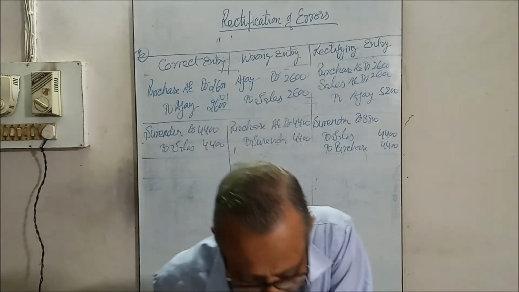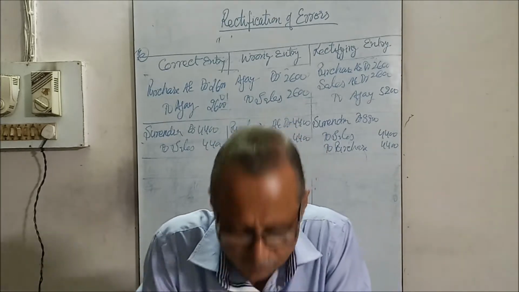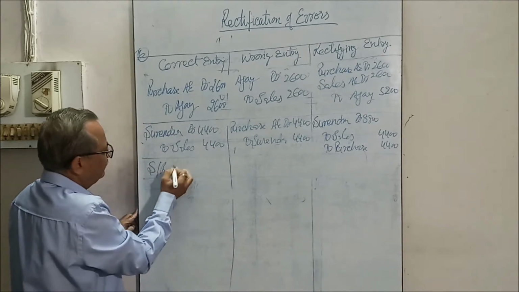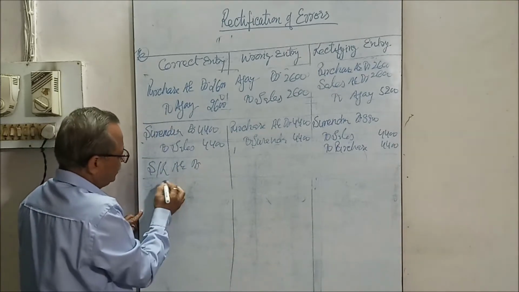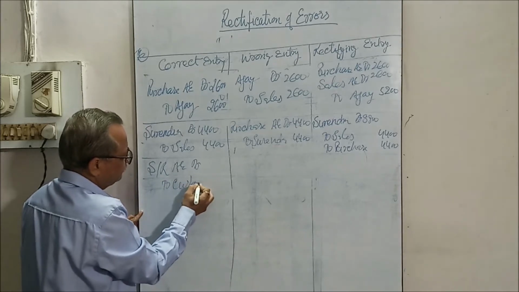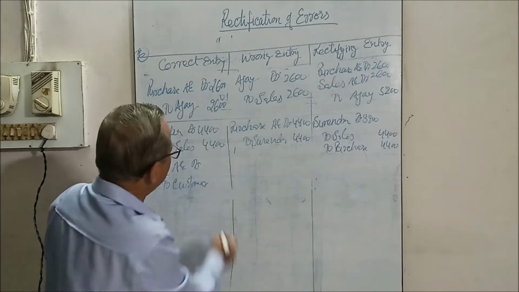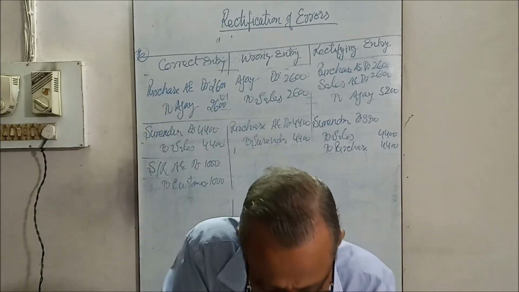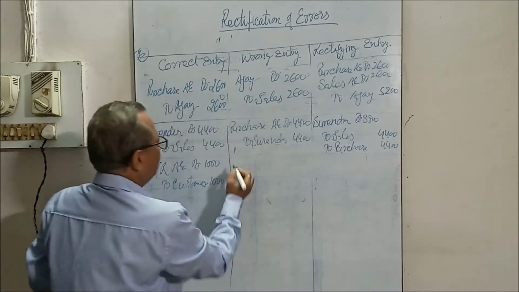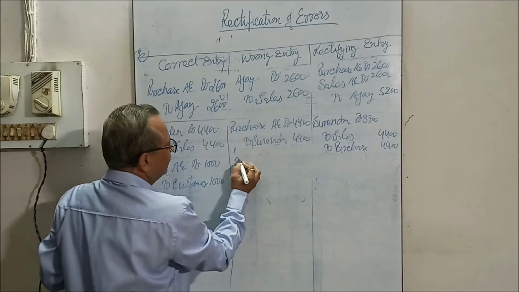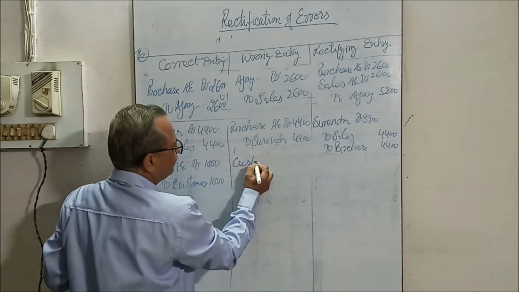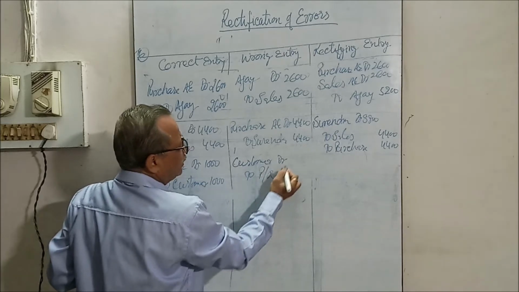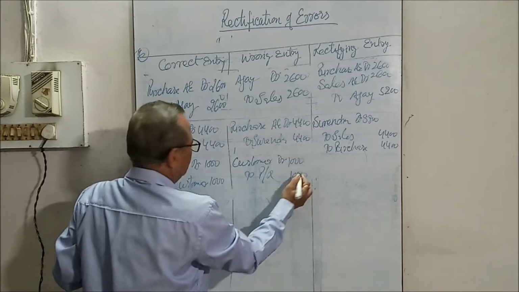Now see, a customer returned goods of rupees 1000, that is sales return, to customer 1000, but it was recorded in the purchase return book. It was written as customer debit to purchase return 1000. This entry should be passed.